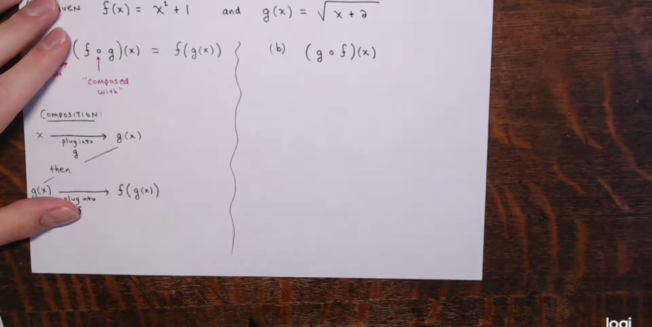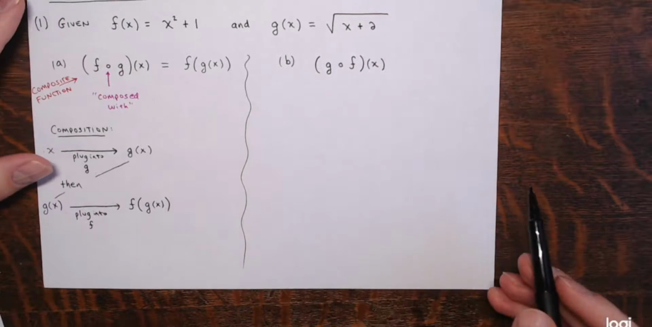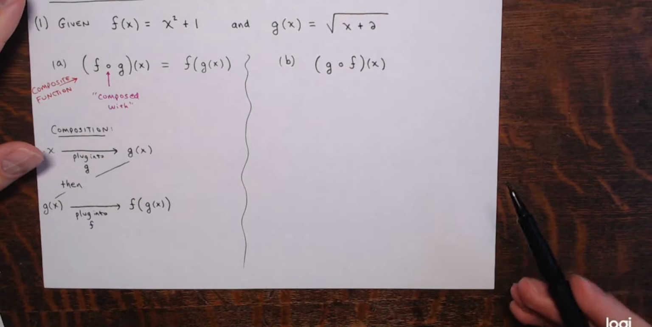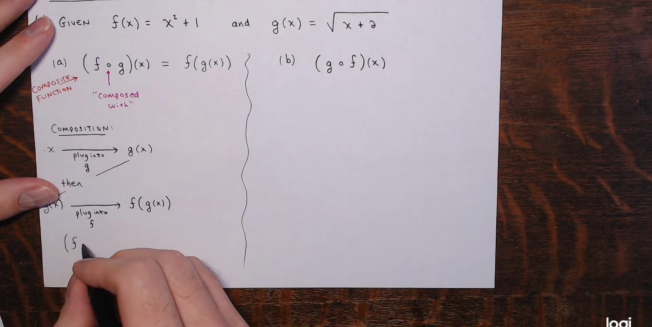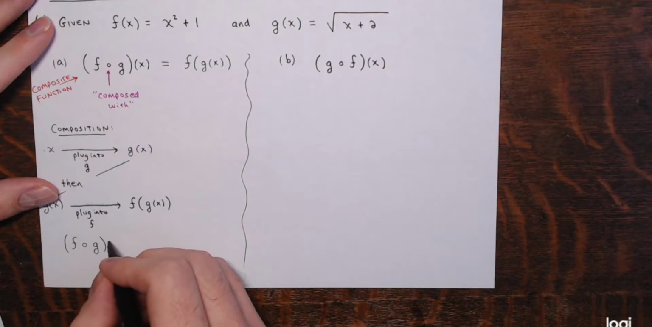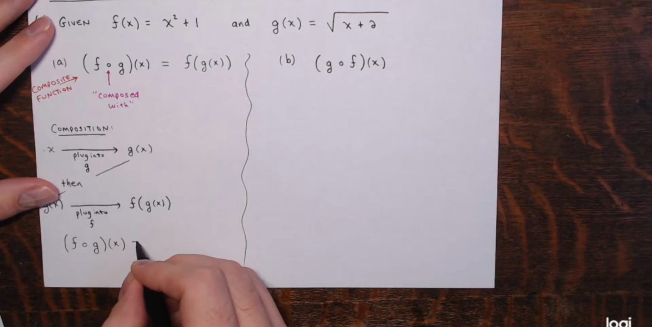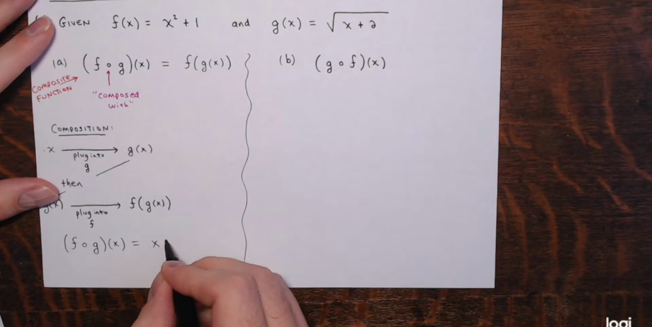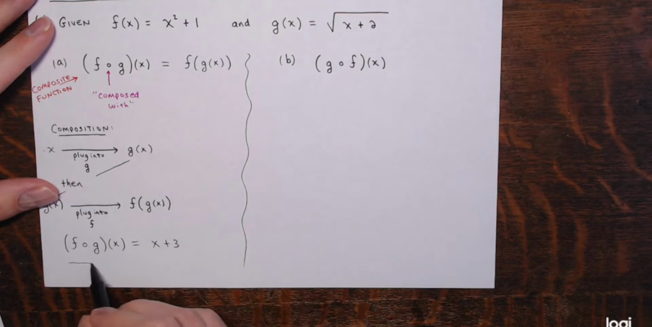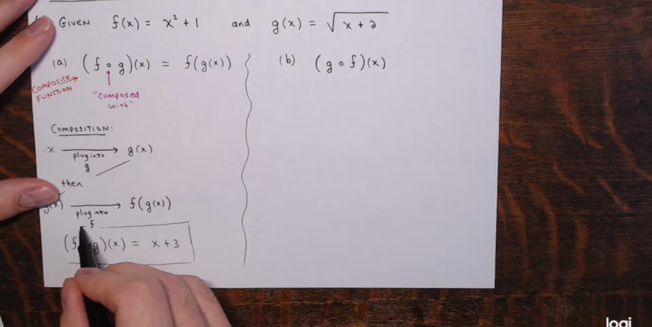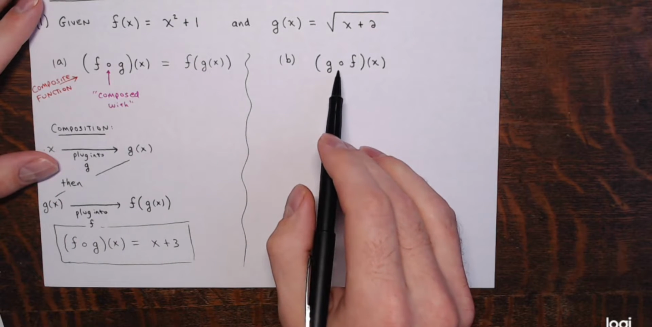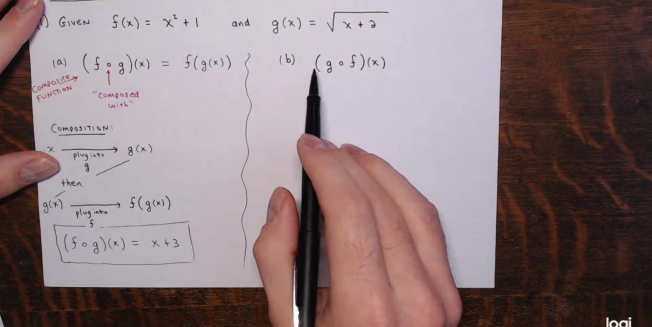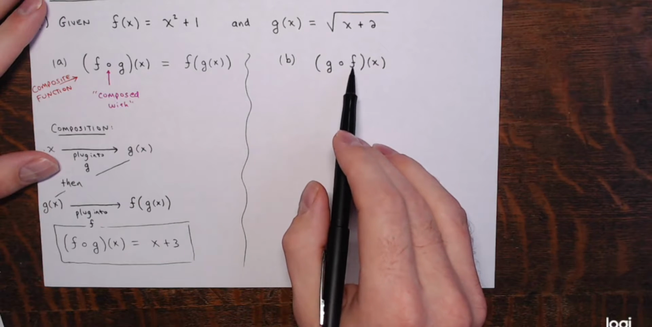All right, so part B, given the same two functions here. Now we saw, I'll write this out one more time over here, we saw that f composed with g in that order takes x to x plus 3. This is what we just saw. Here the order has changed for part B. Notice it's g composed with f at x.